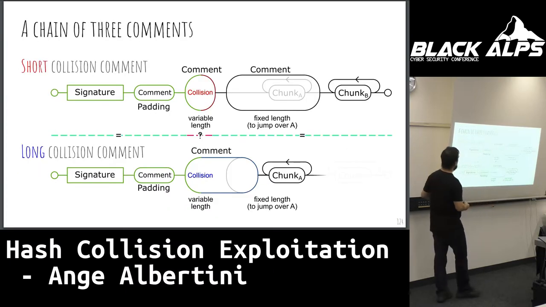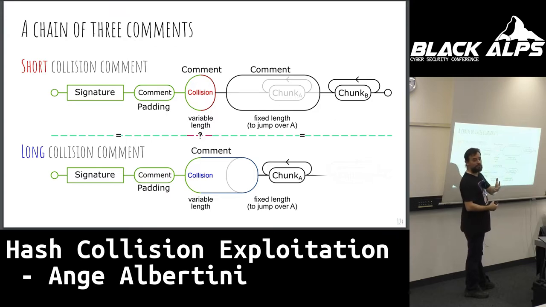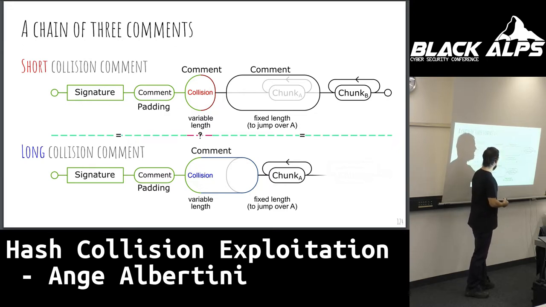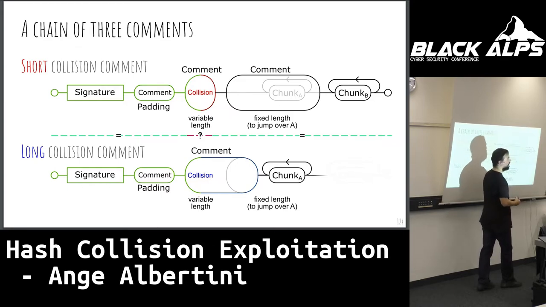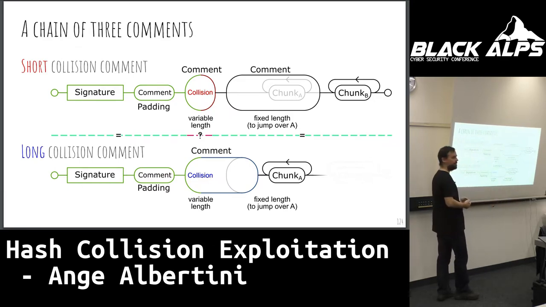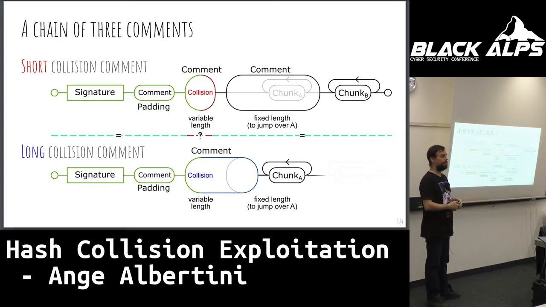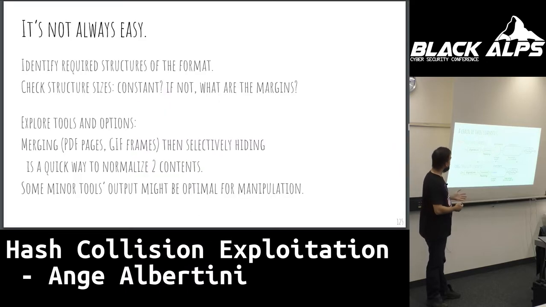So now, in the case where it's short, we have indeed the 3 comment structure that I mentioned earlier: one for the padding, one that is variable length just to hide the declaration of this comment, which was made specially to jump over the comment of the content of the first file. Okay? Any questions? So it's not always easy.